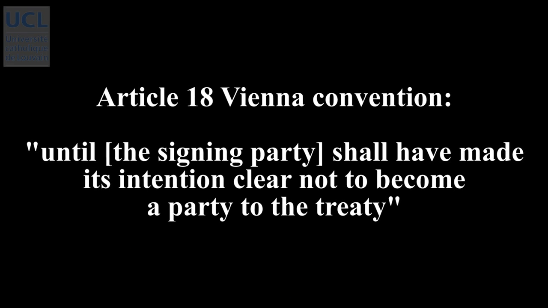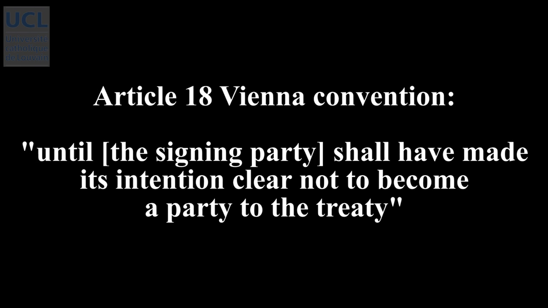Furthermore, the obligation not to defeat the object and purpose of the treaty exists until the signing party shall have made its intention clear not to become a party to the treaty. Hence, a party which has signed a treaty and later decides not to ratify it can unilaterally free itself from that obligation by making clear that it does not intend to become a party to the treaty. From the moment such intention is made clear, the interim obligation stops being binding and the state concerned may perform acts which would run counter to the object and purpose of the treaty.